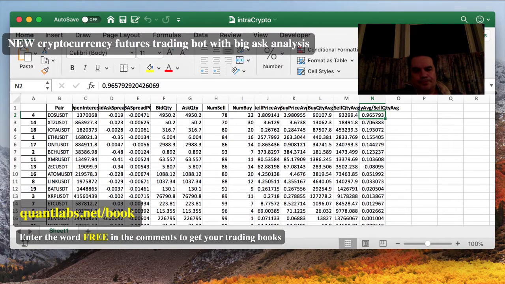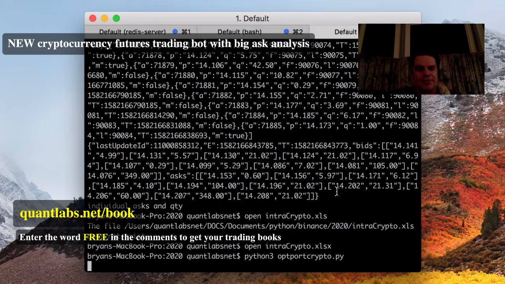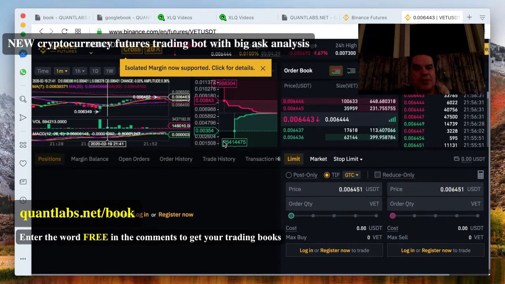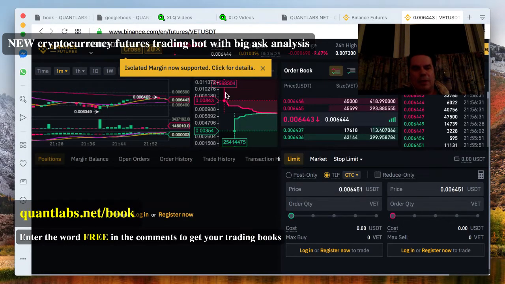So when I run this, it will go in, download all the data it needs, and then it will whip up this report as it gets to it. Let me just see if I can. Oh, here we go. So you can see here in the order book, you have a lot more sells than buys. That's pretty evident here.